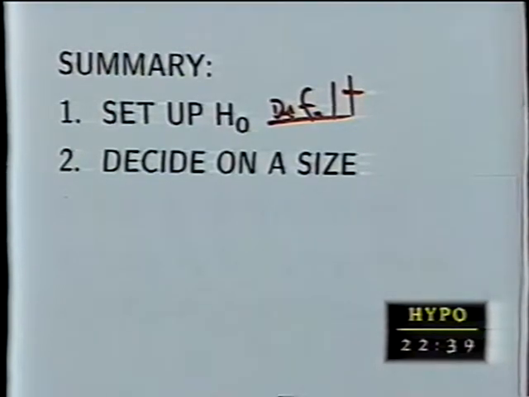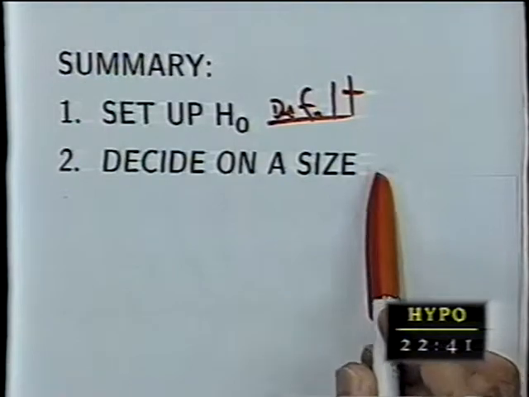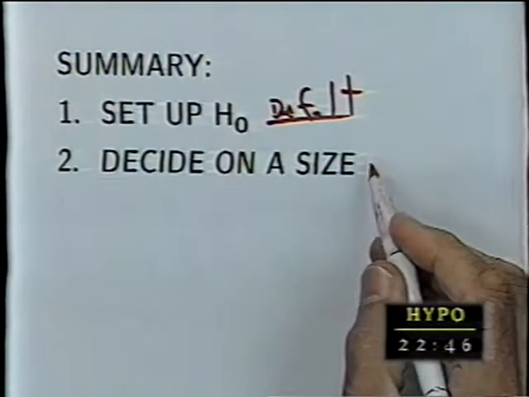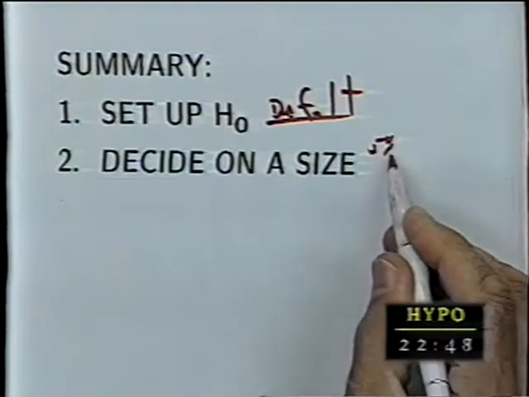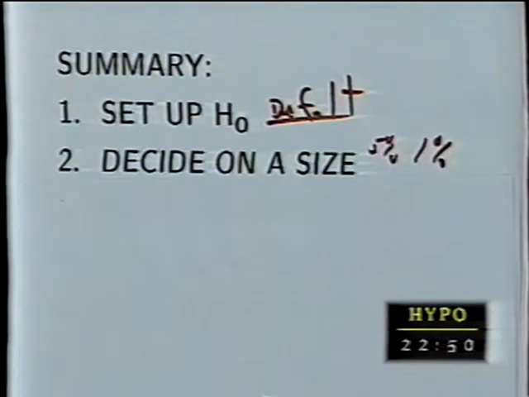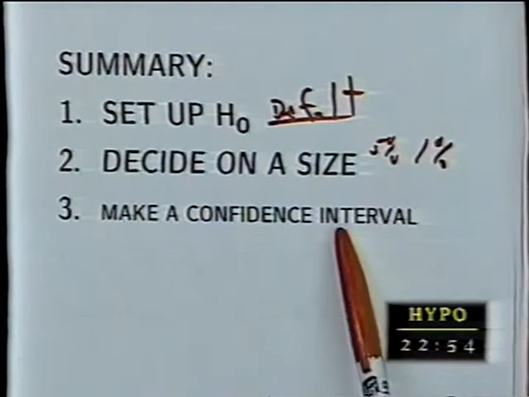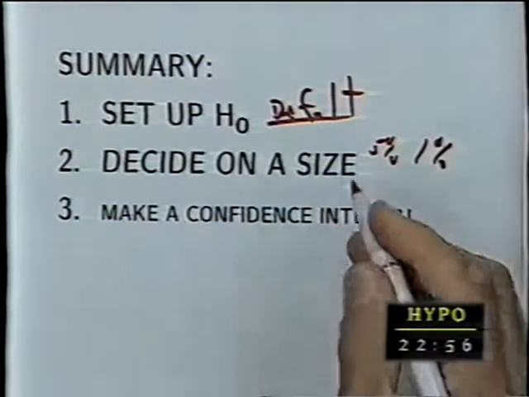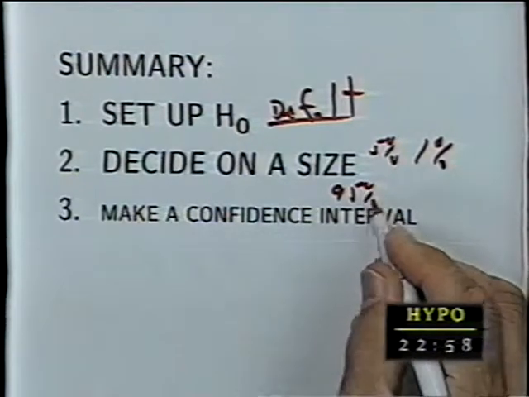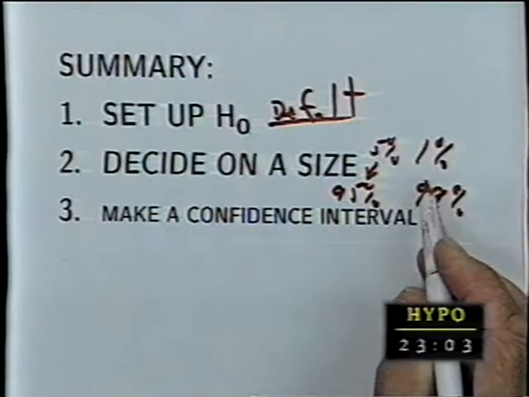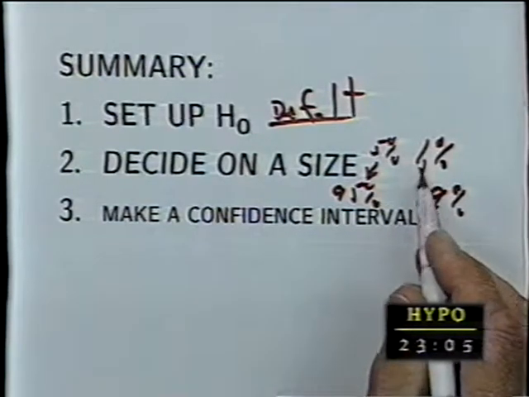Decide on the size. You want a 10% level, a 5% level, a 1% level. Actually, using confidence intervals, all we can do at this point in time is a 5% and a 1%. Those are the only ones we know how to make intervals for at the moment. Then we make the confidence interval. That is, make the corresponding confidence interval, which is the 95% interval, and the 99% interval. So if you want 5%, use the 95% interval. If you want 1%, use 99%.